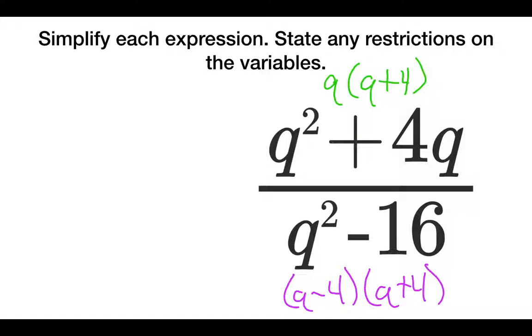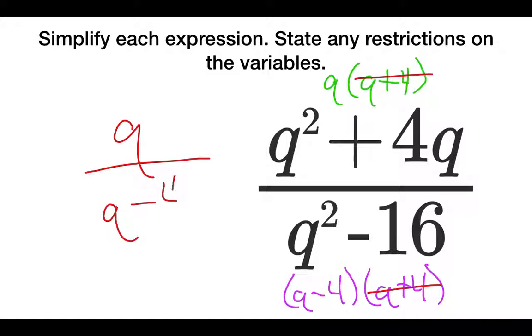Now I need to look for common terms. If I had had an x on top and a q on bottom, I would have had none. But q plus 4 is on top and bottom, leaving us with q over q minus 4. So, is there anything else we need to do? I think we're probably done. So, what's that?